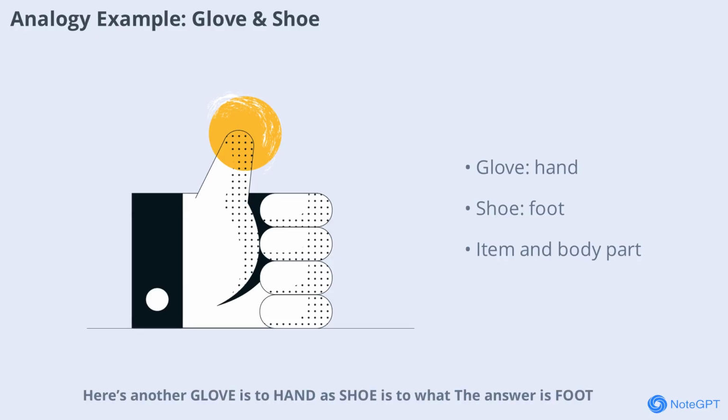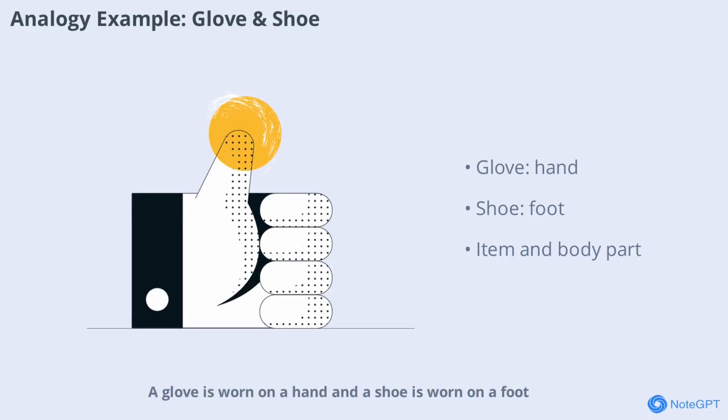Here, another. Glove is to hand as shoe is to what? The answer is foot. A glove is worn on a hand and a shoe is worn on a foot. This analogy is about items and the body parts they are used with. Recognizing such relationships will help you solve similar questions easily.